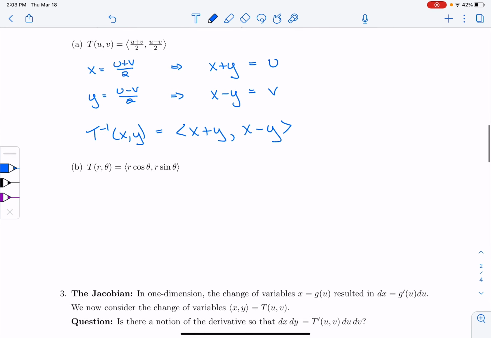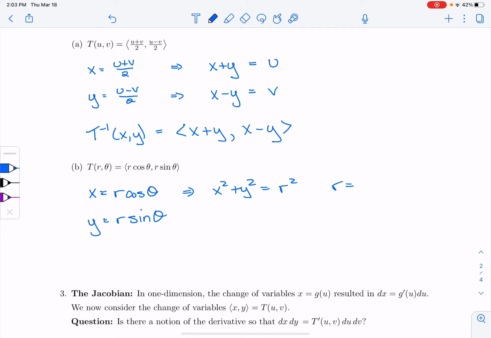Let's look at the second example. The second example is T of (r, theta) equals (r cosine theta, r sine theta). So in this case, x is equal to r cosine theta, and y is equal to r sine theta. And so what I would like to do is write r and theta in terms of x and y. And we know, in fact, that x squared plus y squared is equal to r squared. So in fact, r is equal to the square root of x squared plus y squared.